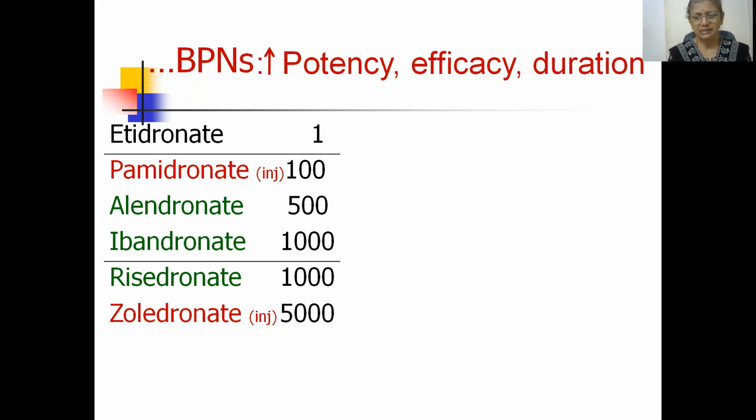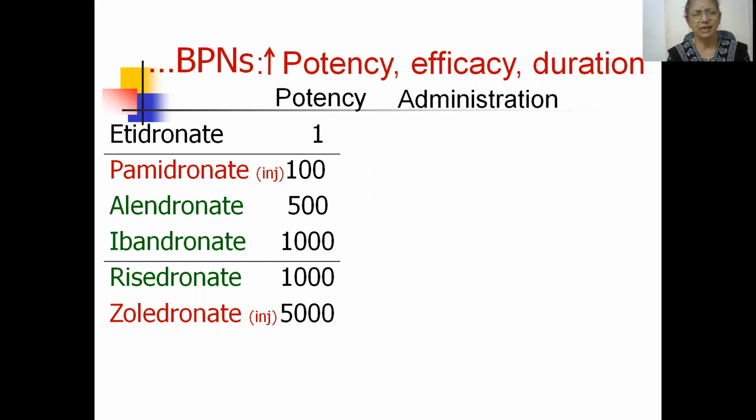So what are these numbers? They indicate the potency. What does it mean? Potency is the amount of drug required for giving you a certain effect. So if potency increases in leaps and bounds, the amount required reduces by that much amount.